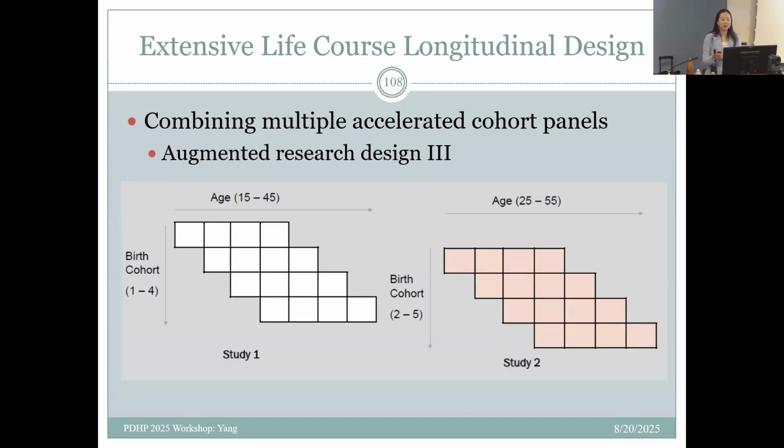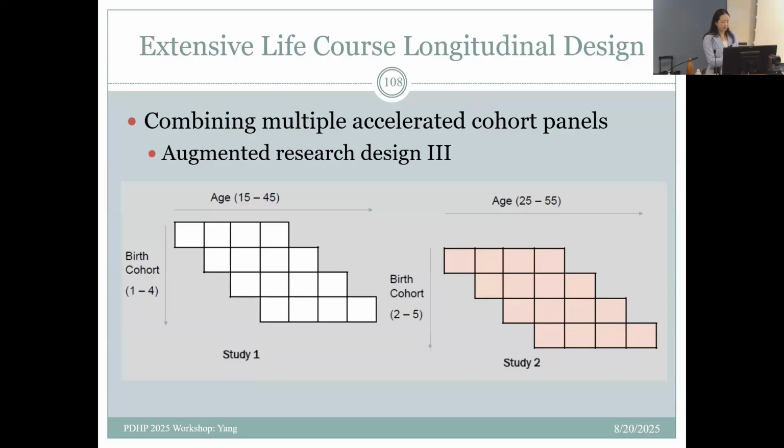So an example of this data structure is shown here. Again, on the left for study 1 is a similar kind of design, following 4 cohorts for 4 points in time, age range between 15 and 45, so adolescents to midlife. The second study follows exactly the same structure, except that it covers a different range of birth cohorts and slightly older age ranges, right?